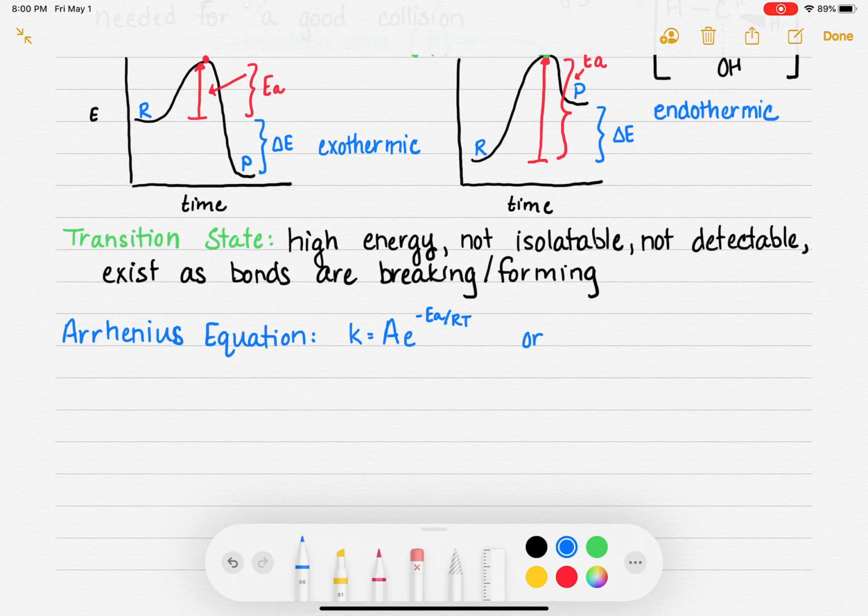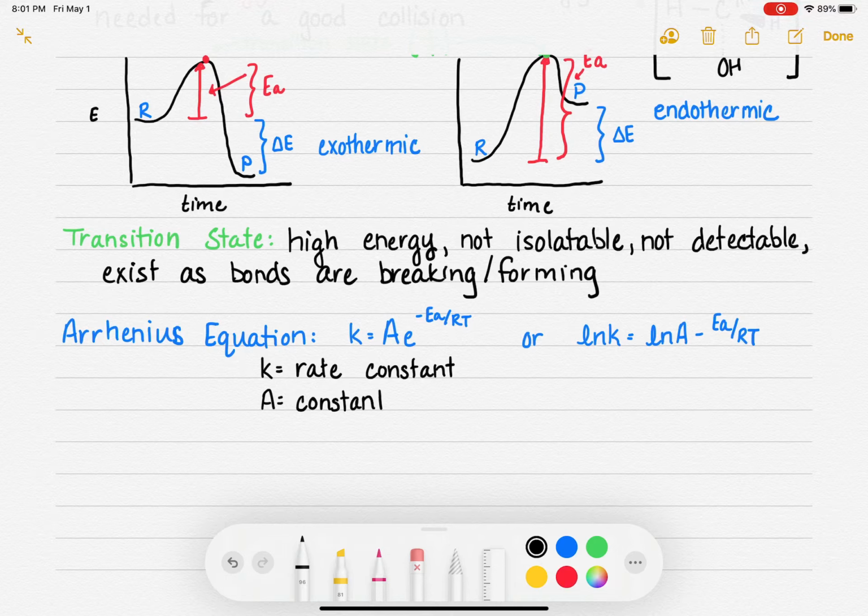The other is a natural log version of that same equation. The natural log of the rate constant k is equal to the natural log of A minus E sub a over RT. We'll mostly use it in the natural log form, but you might see it in either form. So let's write down what these variables are. k, the little k, is our rate constant. The capital A is a new constant for us, and it goes by 2 different names. Some sources call it the frequency factor.